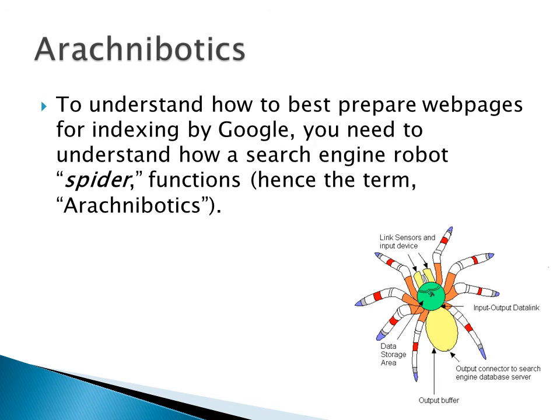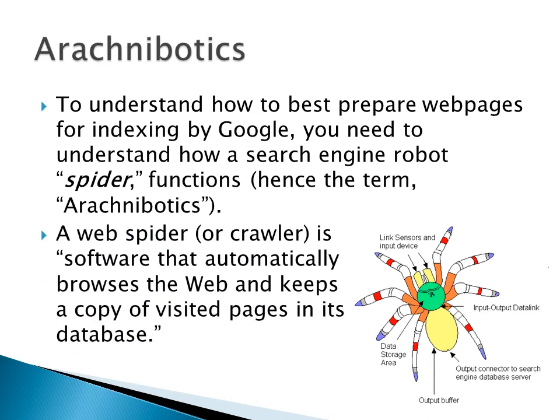To understand how to best prepare web pages for indexing by Google, you need to understand how a search engine robot or spider functions. The software that Google sends out to crawl over the web is called by many a spider, a search engine spider. They also are called robots, bots, search bots, right? But it's kind of fun to call it arachnobotics, right? And there's a little graphic, you can look at it on your handout, of the kinds of procedures that are written into the software of search engine spiders.